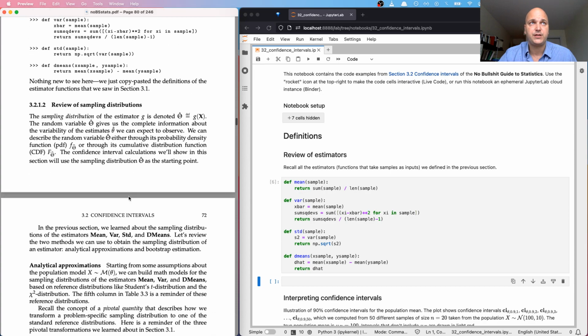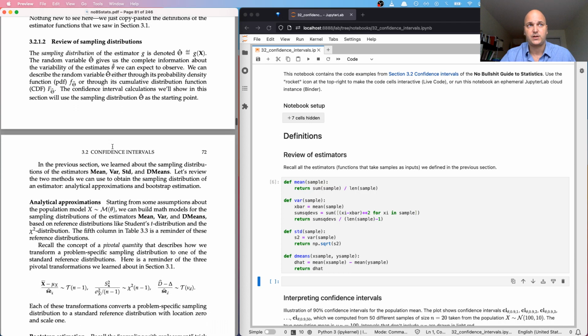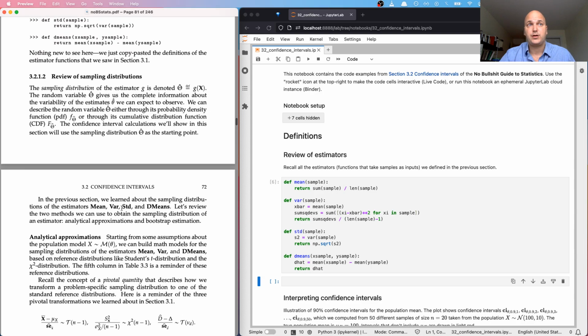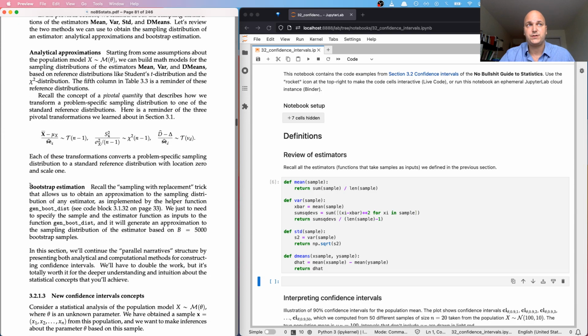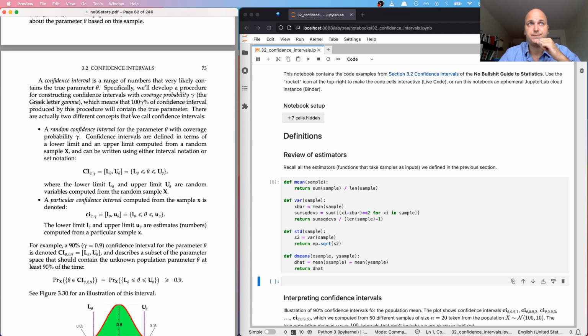Okay, I'll let you read the definitions. Remember, this is the sampling distribution, the main building block. In the last section we learned bootstrap procedures for obtaining sampling distributions, and analytical approximation. So in this section, we're going to continue this parallel structure, and we show both methods for computing confidence intervals. Okay, so here is the definition.